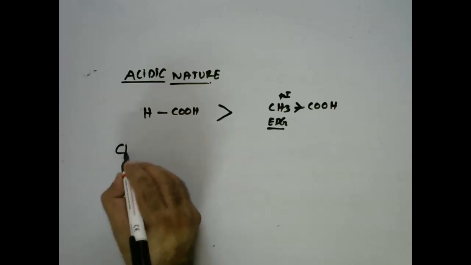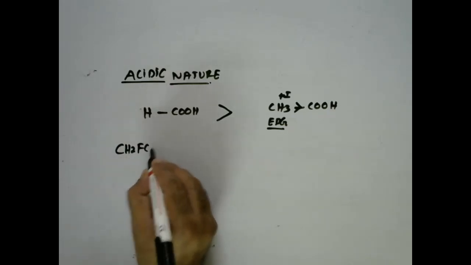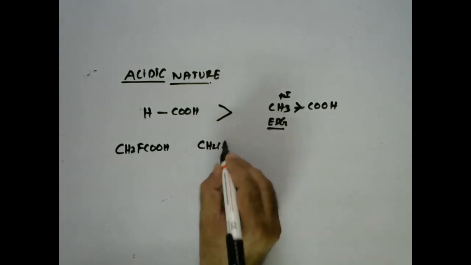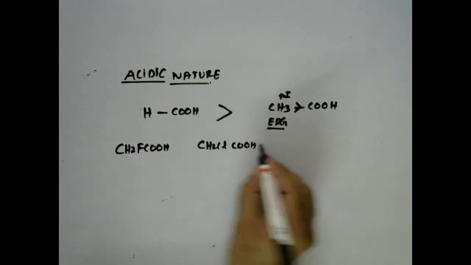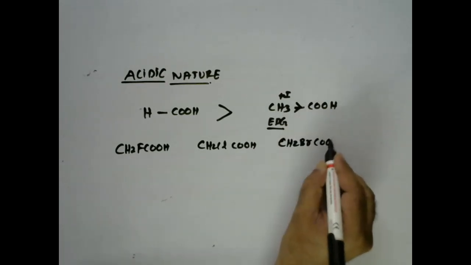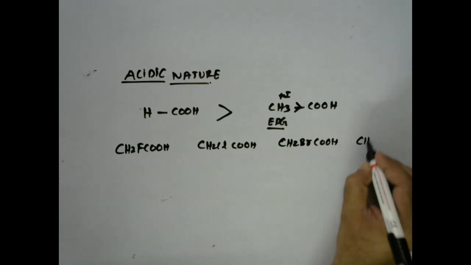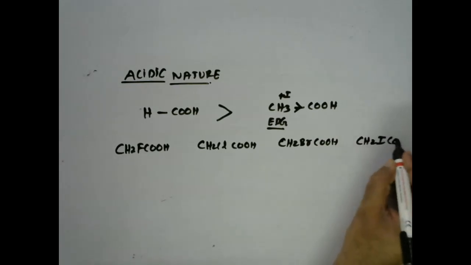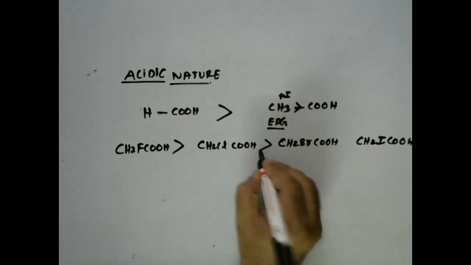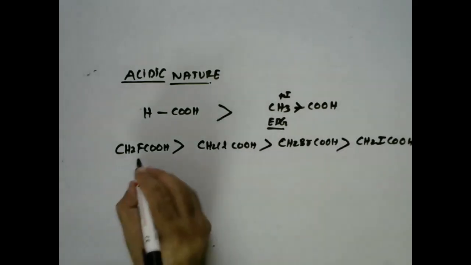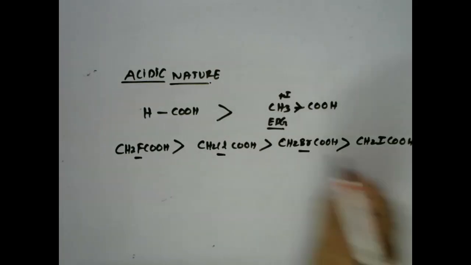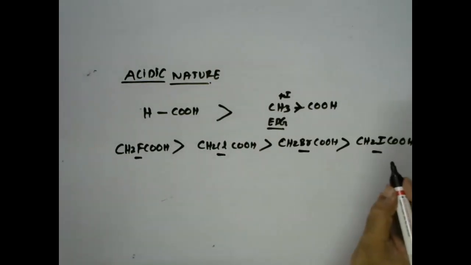Now let us see this one. We have fluoroacetic acid having fluorine, chloroacetic acid having chlorine, bromoacetic acid having bromine, and iodoacetic acid having iodine. Acidic nature of the fluorine one will be better than chlorine, then bromine, then iodine, because of the electronegativity. This is a better withdrawing group, lesser, even lesser.